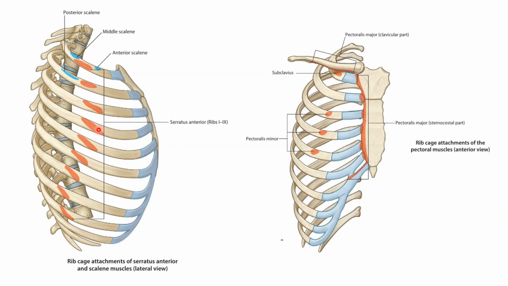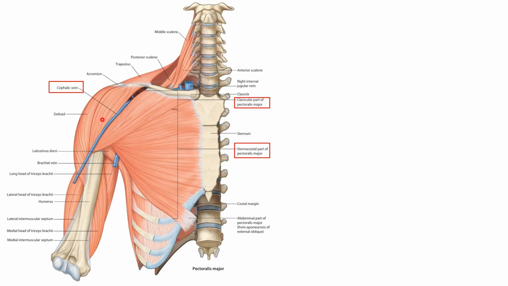Okay, this is the summary of the origin of muscles: serratus anterior, subclavius, pectoralis major and pectoralis minor. Okay, you can see this is the pectoralis major muscle. It actually has two parts, the clavicular part and the sternocostal part. This is the sternocostal part and this is the clavicular part.